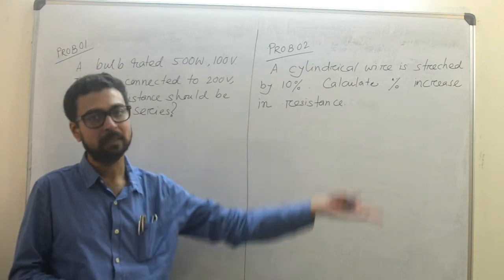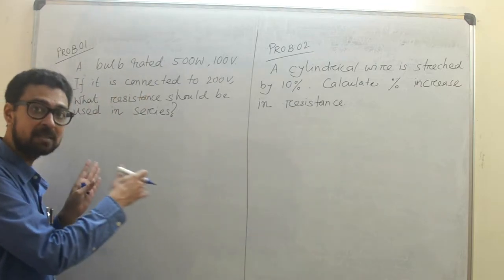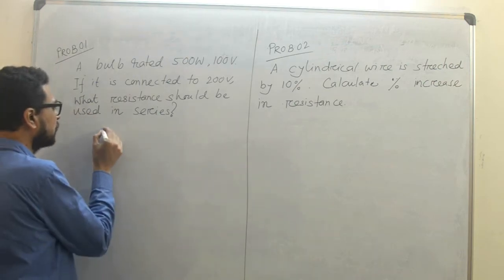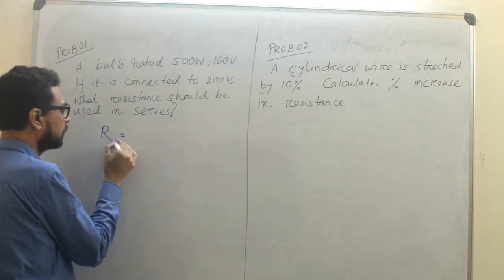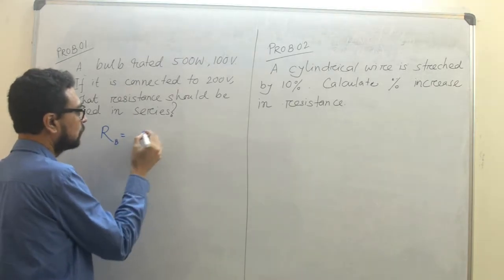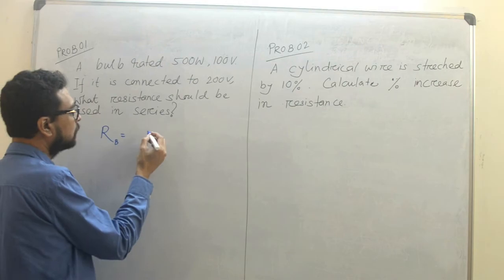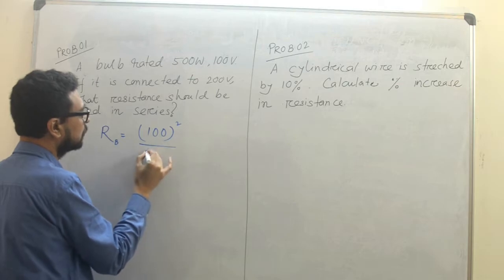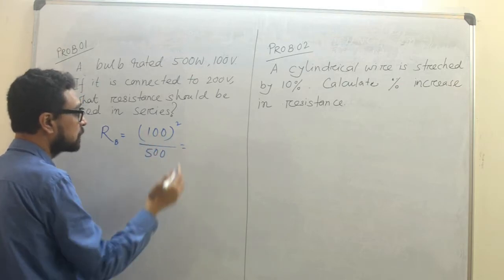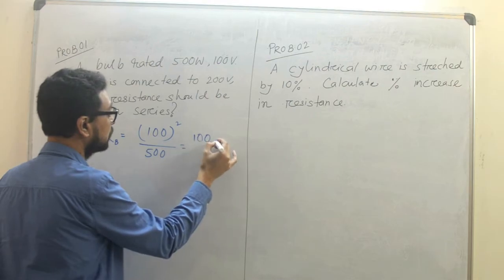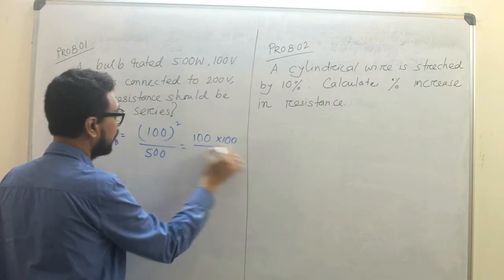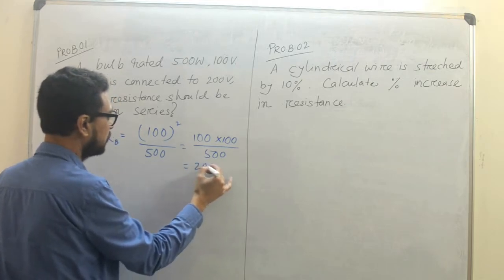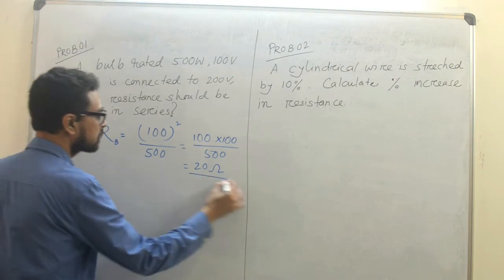Another 100 will be in the other resistance in series, because in series only we can have potentials to be added up. Okay, so let us calculate the resistance of the bulb. Power equals V square by R, so R is V square by P, that means 100 square by power, which is 100 into 100 by 500, and that is effectively 20 ohm. So 20 ohm is the resistance of the bulb.